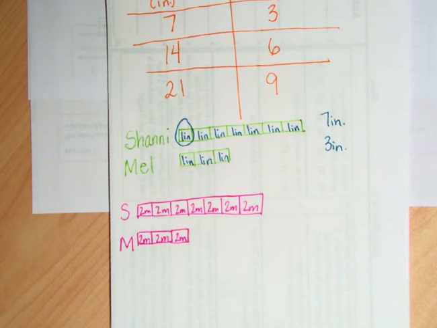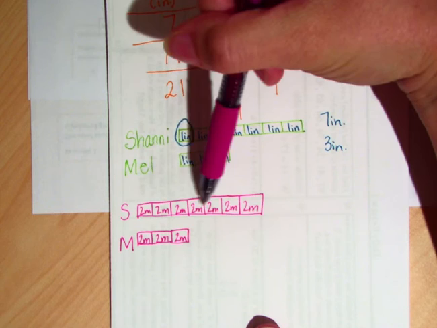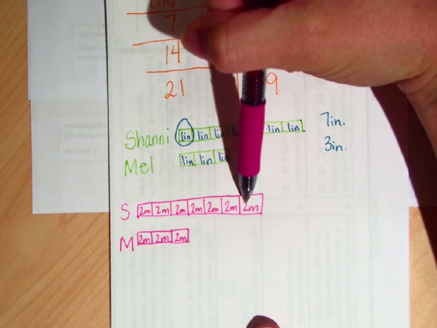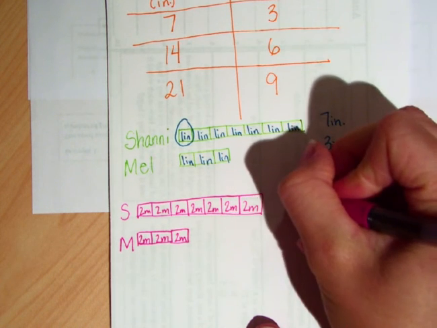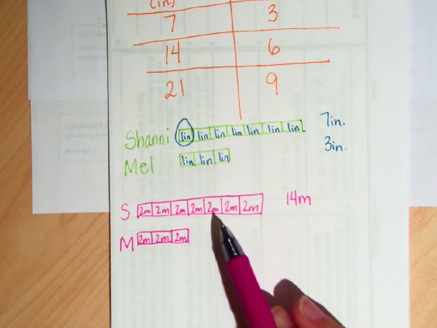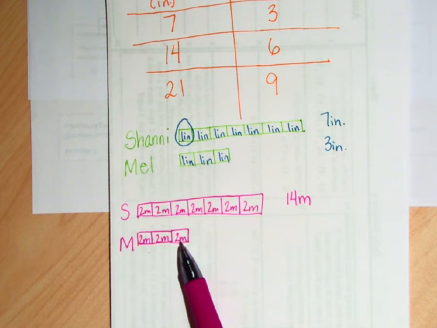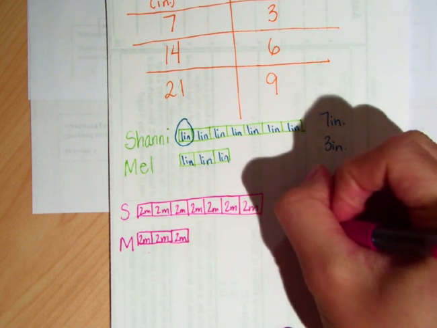How long would Shawnee's ribbon be? Well, let's count by 2's. 2, 4, 6, 8, 10, 12, 14. So her ribbon would be 14 meters if each one of these was 2 meters. We're just playing the what if game here. If these were each 2 meters, that means Mel would have 6 meters.